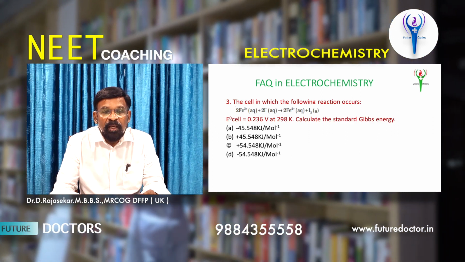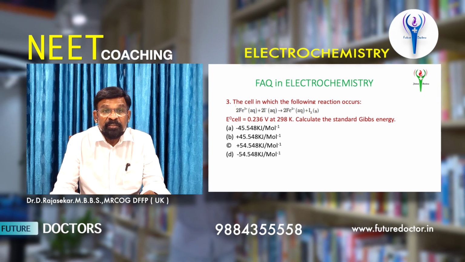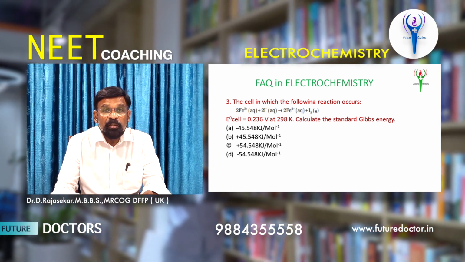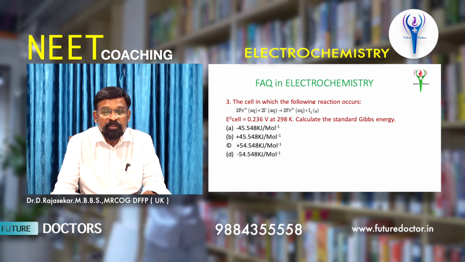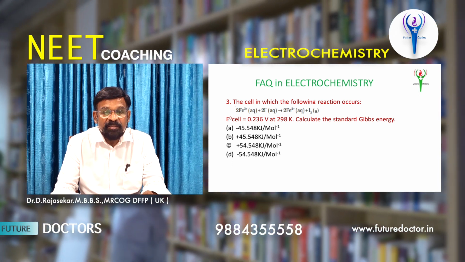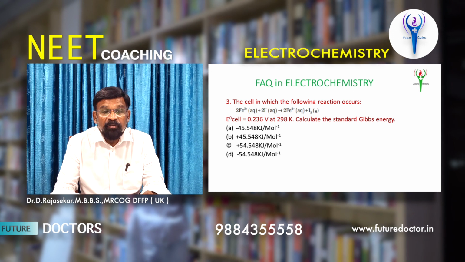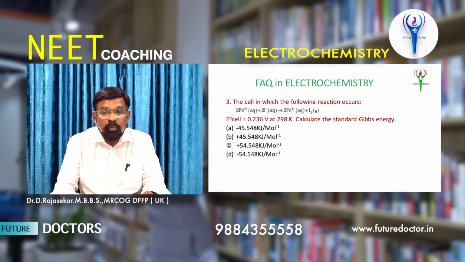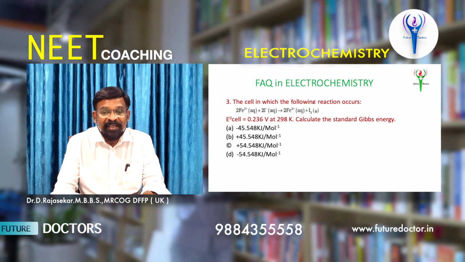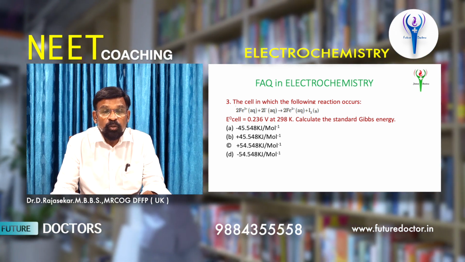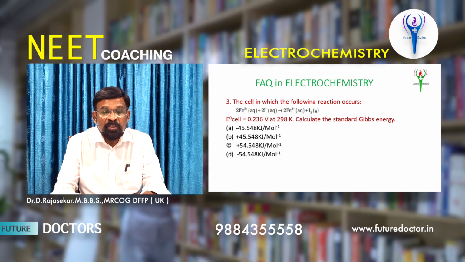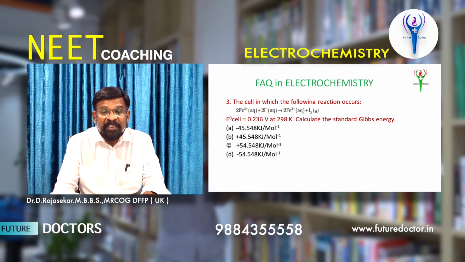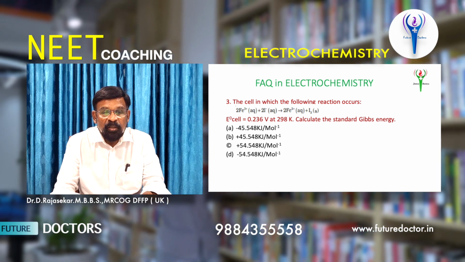Third question, electrochemistry. The cell in which the following reaction occurs: 2Fe3+(aq) + 2I-(aq) gives 2Fe2+(aq) + I2(s). E0 cell is equal to 0.236 V at 298 K. Calculate the standard Gibbs energy.